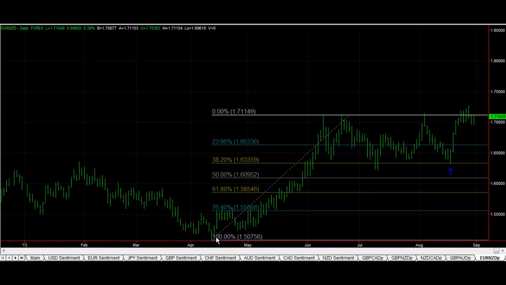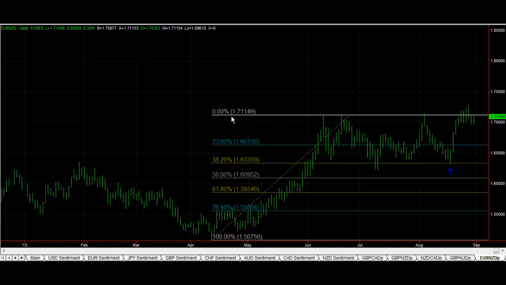This is the euro against the New Zealand dollar. Again, by moving from this relative low or trough up to this relative peak or high, we can note that the euro almost perfectly tested this support line. That comes in at 163.35, and we've noted it with the blue up arrow.